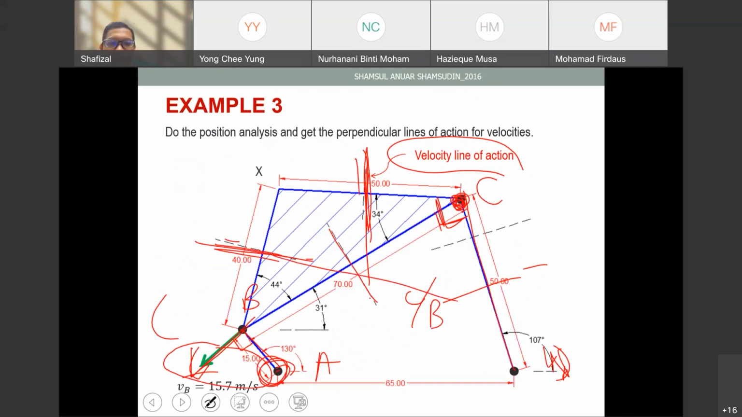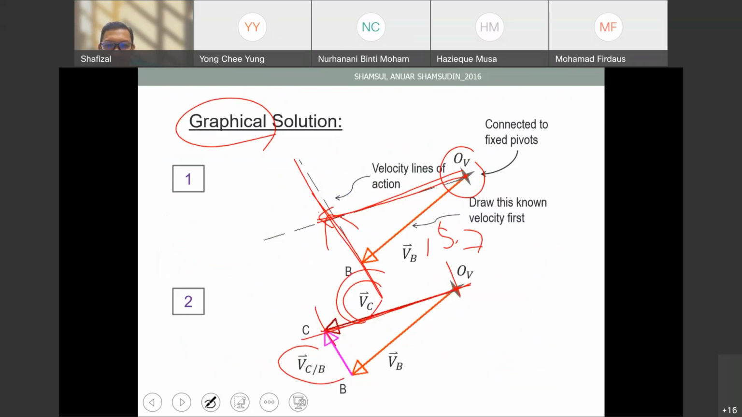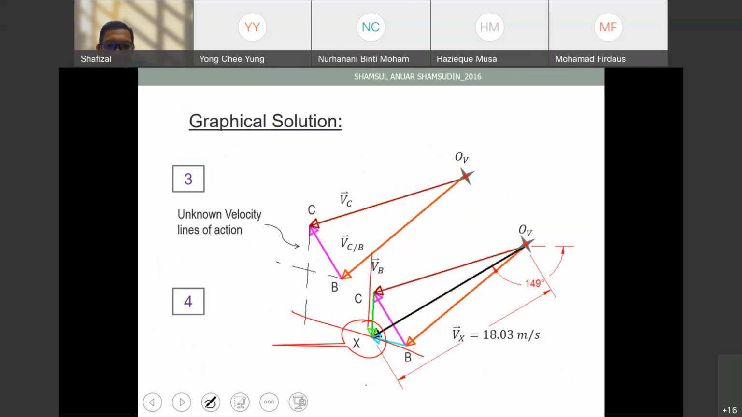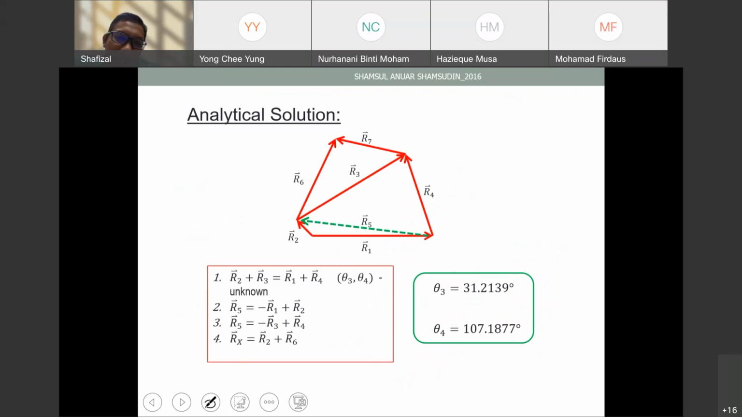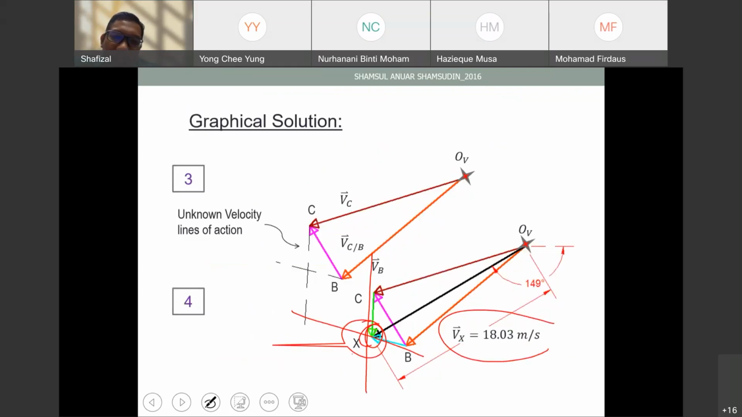Kita sambung, kita nampak. So bentuk dia macam ni. Yang ini. Jadi kita sambung satu, sambung satu sini, sambung satu ni. So this is point of interest X. So now we can find the velocity dekat point ni. So Vx adalah 18.03 meter per second. Alright, so this is Vx.